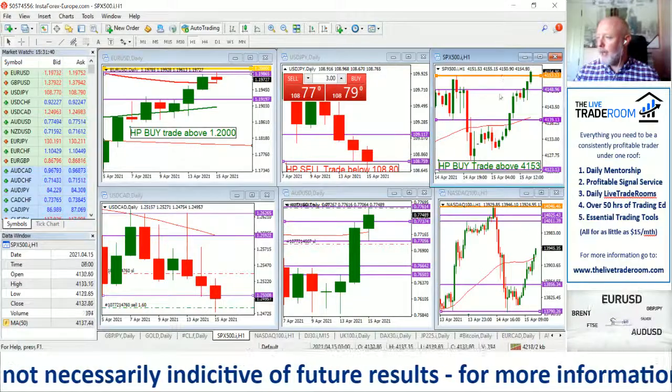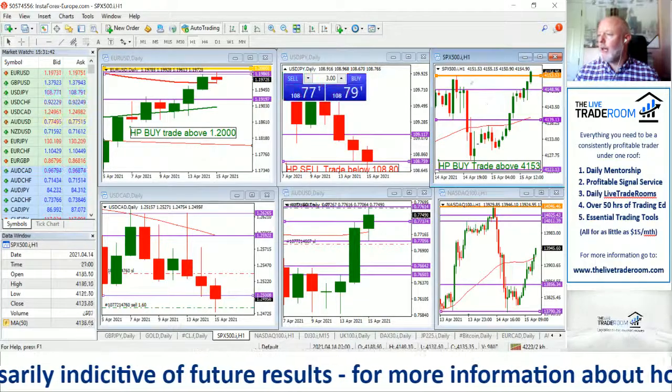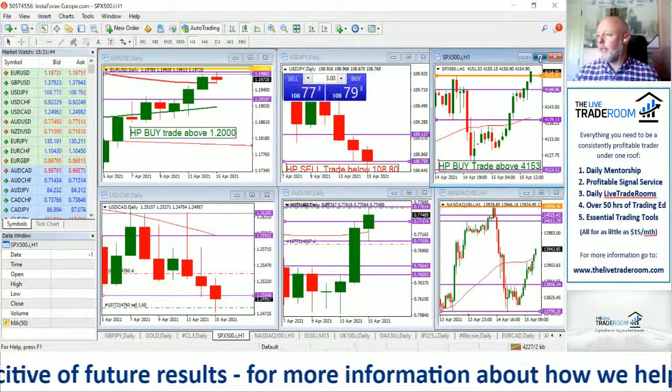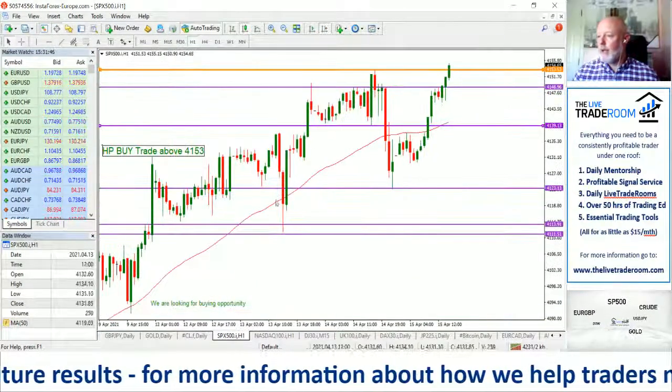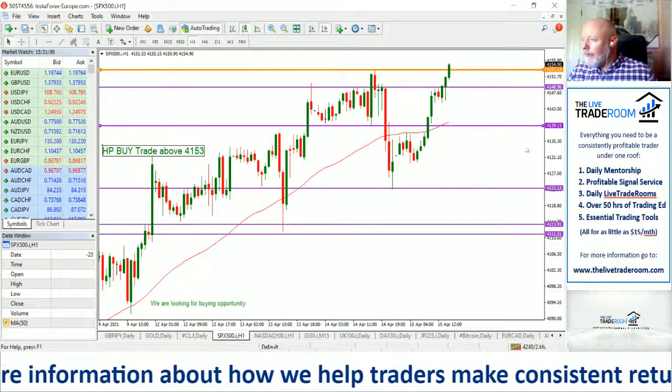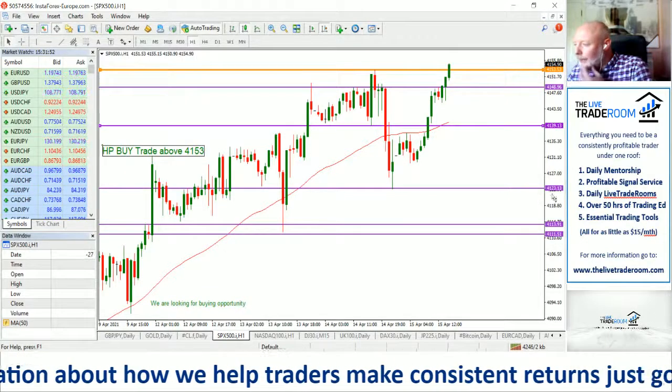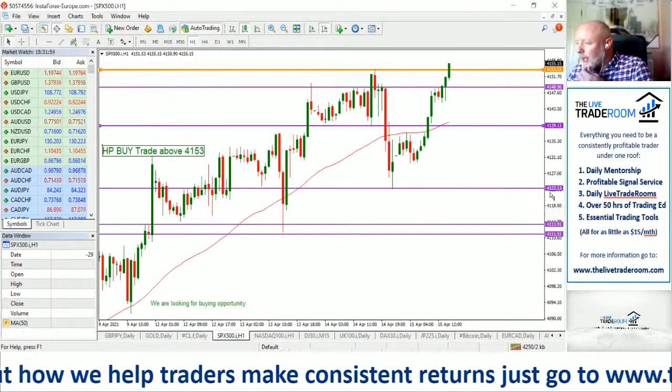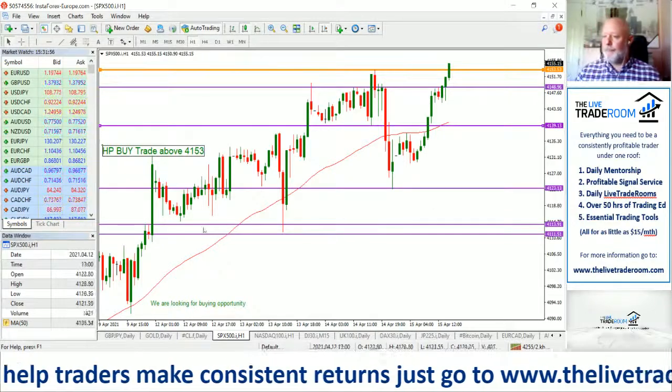So we're just getting that move to the upside now for the S&P. So we can get in at this 41.50 level, 54, and stop loss 41.21.